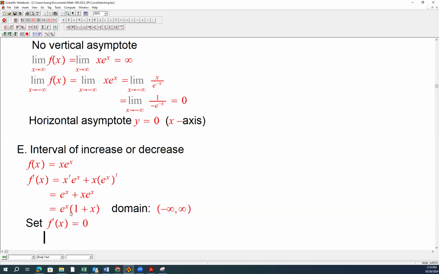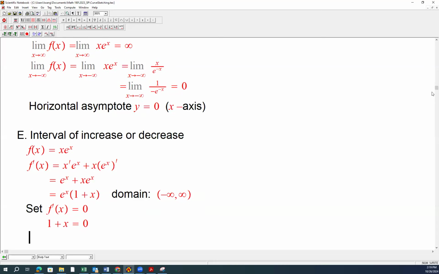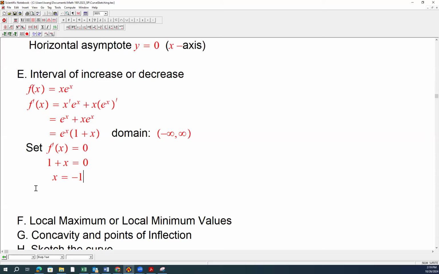e to the power x is always positive, so 1 plus x has to be 0. As a result, x equals -1. So we got only one critical number. So let's look at the sign changes of the first order derivative. And that's pretty obvious because e to the power x is always positive, right?